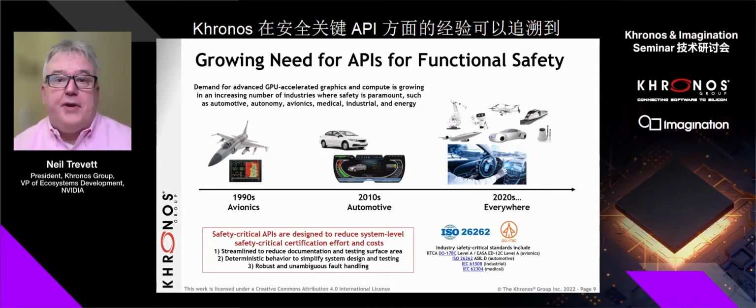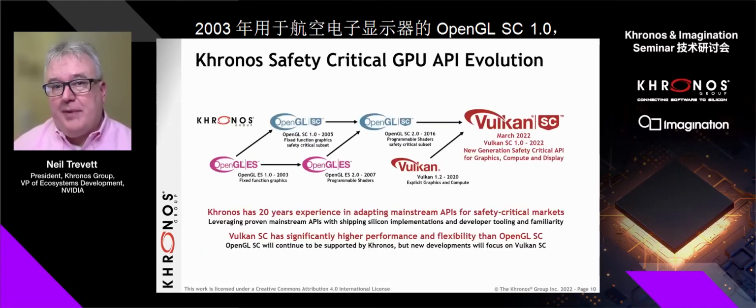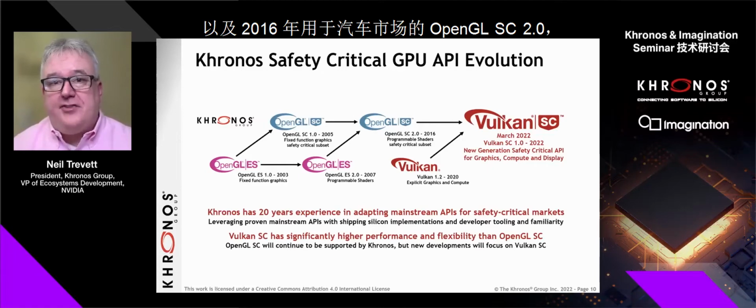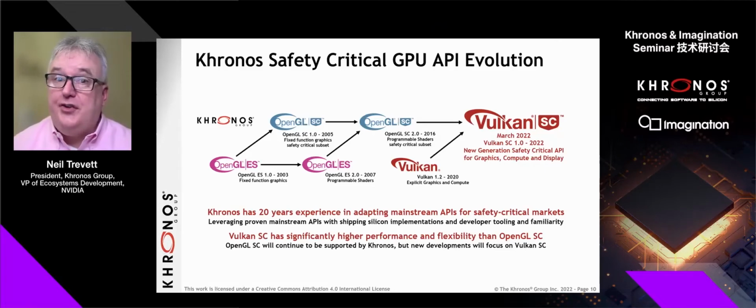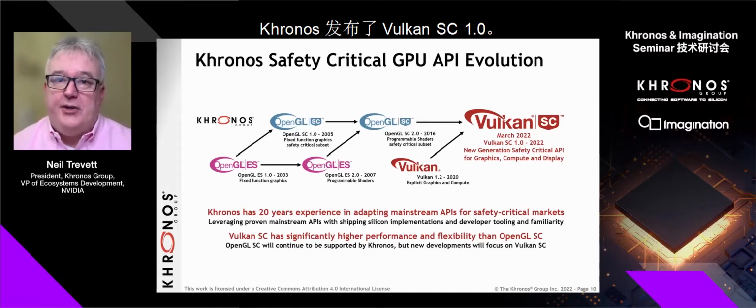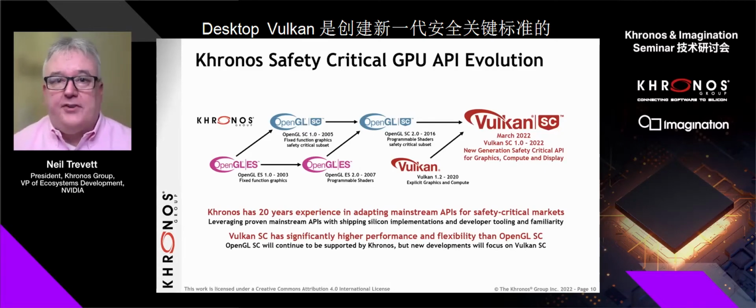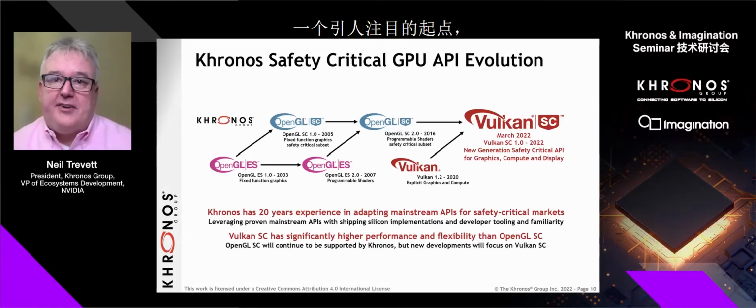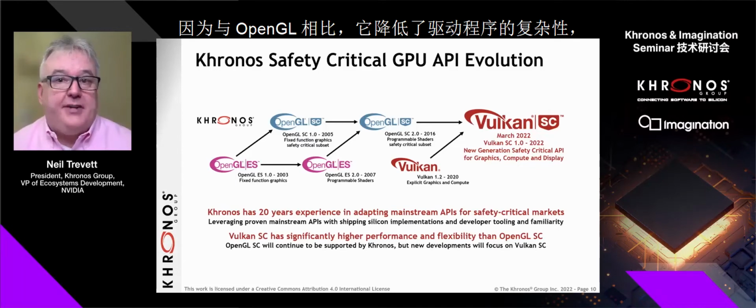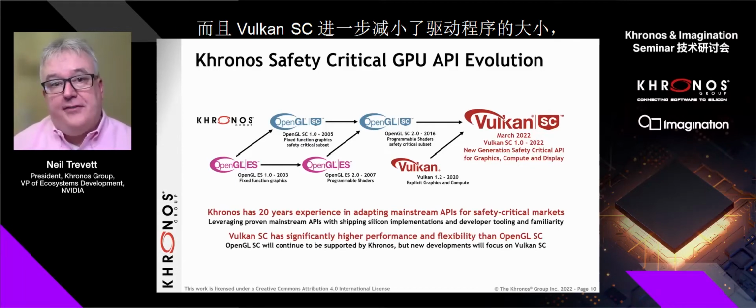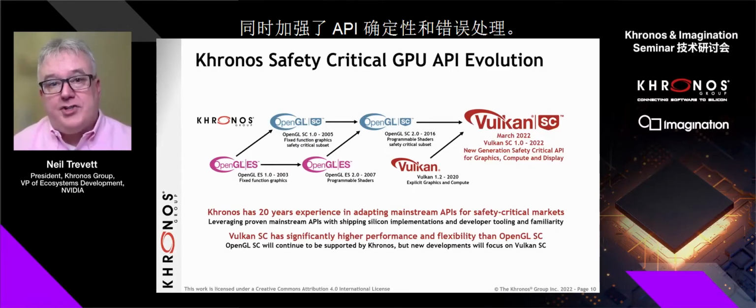Actually, Khronos' experience with safety-critical APIs goes back to 2003 with OpenGL SC 1.0 for avionics displays and OpenGL SC 2.0 in 2016 for the automotive market, and in March 2022, Khronos released Vulkan SC 1.0. Desktop Vulkan is a compelling API point for creating a new generation of safety-critical standards as it has reduced driver complexity compared to OpenGL, and Vulkan SC further reduces driver size while strengthening API determinism and error handling.